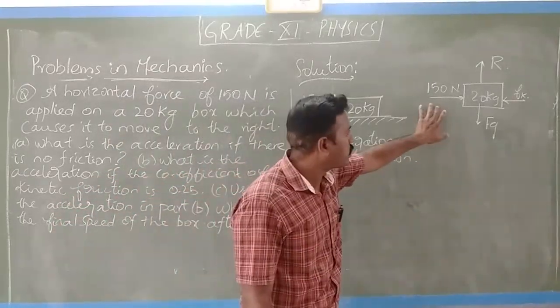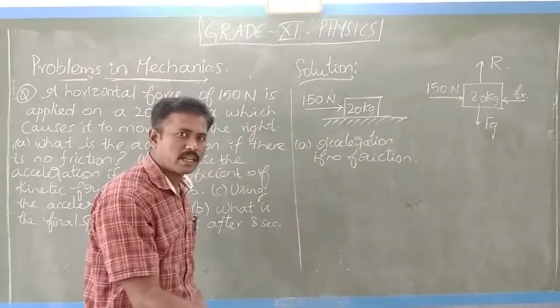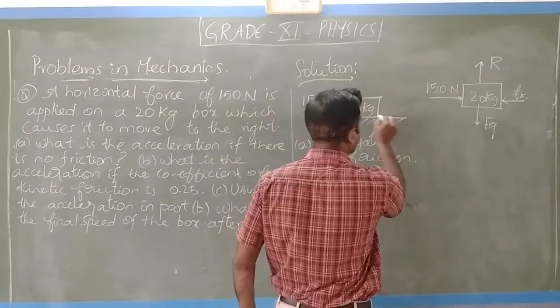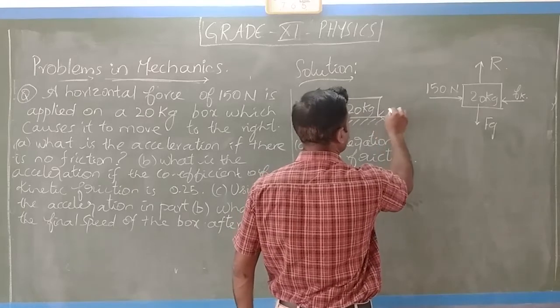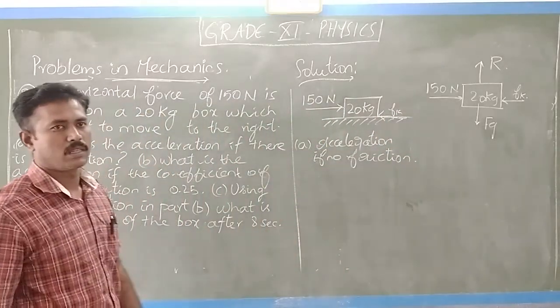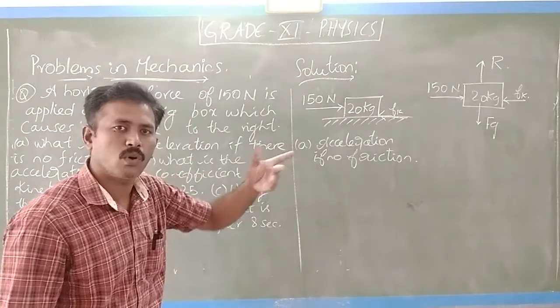So since we give 150 Newton, it is moving to the right hand side. Since it is moving, there is kinetic friction. So the kinetic friction will be witnessed here. Fk will be here. Okay, it will be opposite to that force. So we have to find the acceleration if there is no friction.